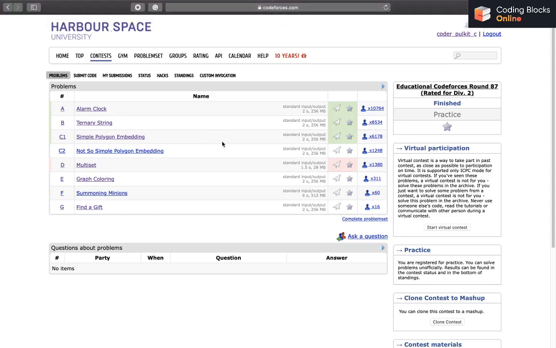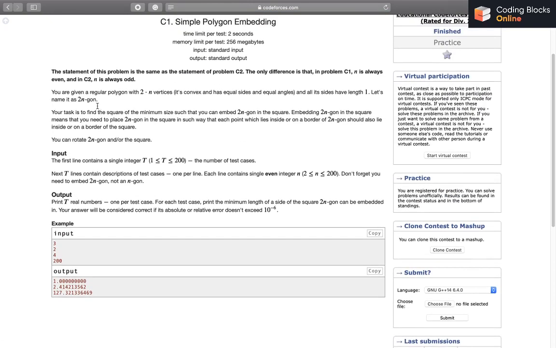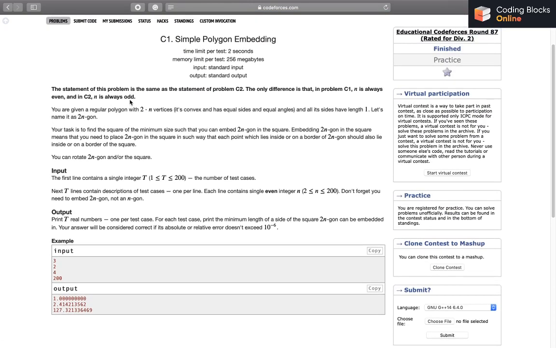In this video, we'll be discussing the next problem of the ongoing series in which we are discussing the problems of Codeforces Round 87. The problem that we are discussing in this video is C1, which is Simple Polygon Embedding. The only difference between the simple and not so simple version is just the parity of n: in C1 the parity is even and in C2 it's odd. The approaches that I used to solve these two problems were very different, so I'll be discussing C2 in a different video. So let's discuss C1 for now.